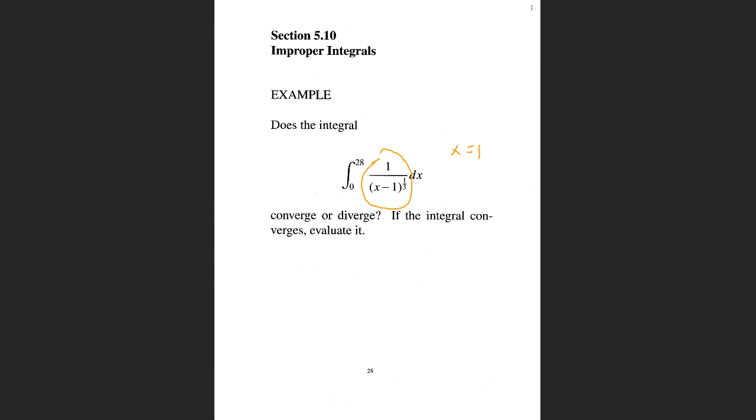So this function f of x would have an asymptote at x equals 1. And 1 is between 0 and 28. You see your bottom limit is 0. Good, Javier. And your top limit is 28. And x equals 1 is between 0 and 28. And that's why this is an improper integral, because you have an asymptote in between.